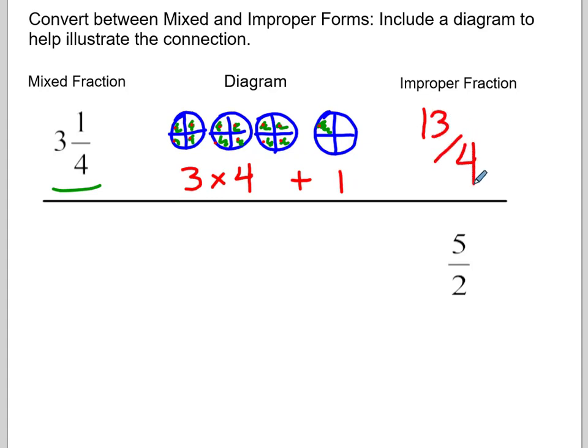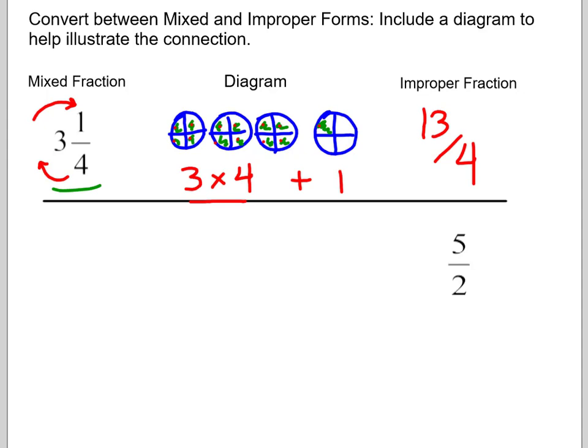Okay, and there's going to be a nice little shortcut here. You'll notice this 3 times 4. We're going to do a little pattern like this to come up with this improper fraction. If we do from improper to mixed, you could do this a couple of ways.